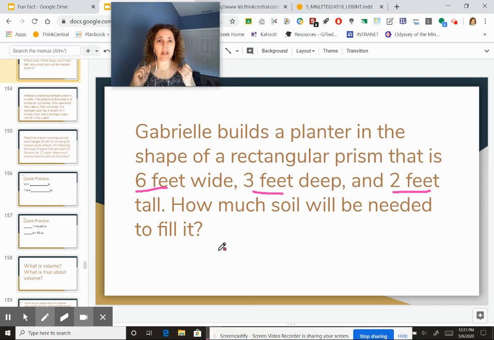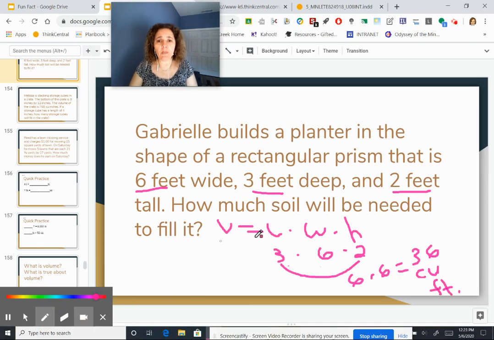So are they asking me to find the perimeter? Are they asking me to find the area? Or are they asking me to find the volume? So try to figure that out. What are they asking me for? Okay, if you said volume, you are correct because they're saying how much soil will be needed to fill it. So I need to completely fill it. So go ahead and do that one, then come back to me.